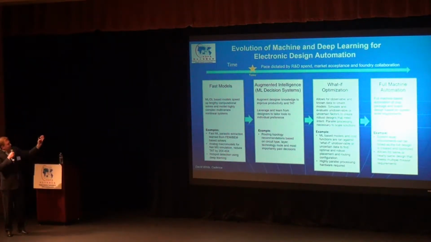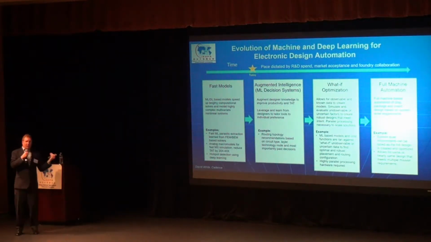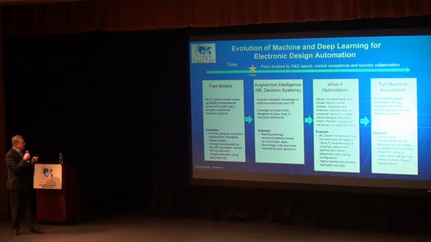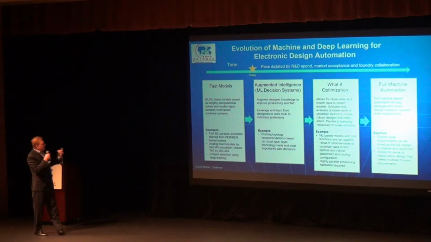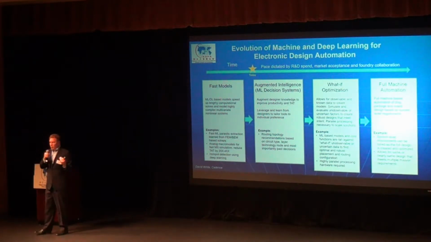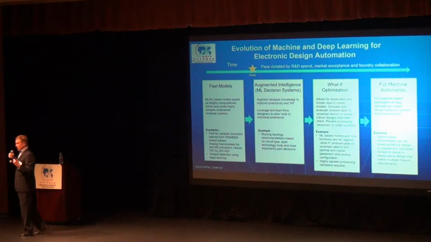Today, I believe we're on the cusp of developing what we call augmented intelligence, where we use machine learning to augment designer knowledge to improve productivity and turnaround time. These systems will learn from designers to tailor our tools to individual preference, individual design teams, and individual design types. Okay?